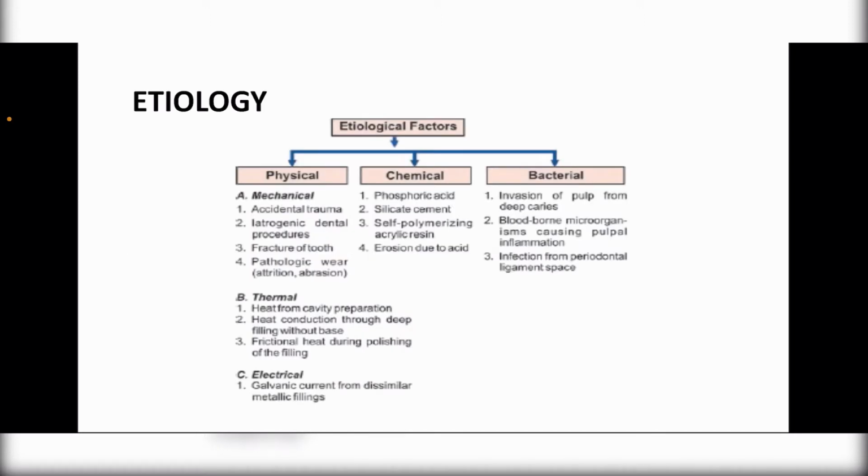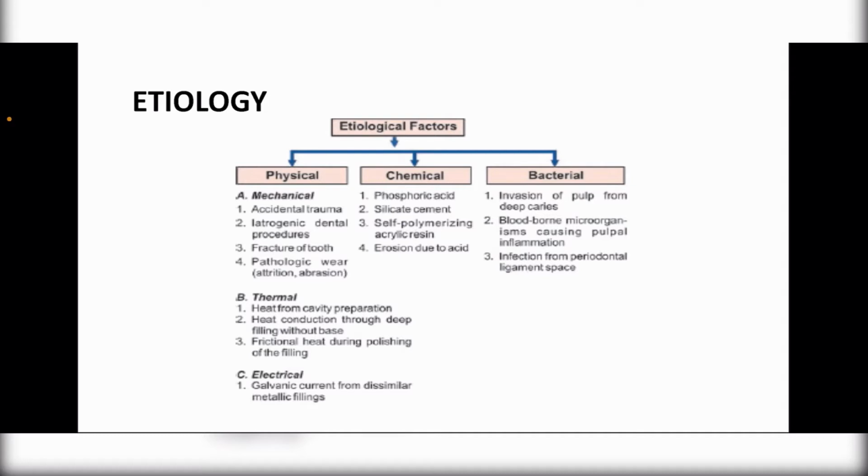So, as for the etiology, we've got three factors: physical, chemical, and bacterial. Physical, of course, divides into mechanical, thermal, and electrical, as you can see over here. For the mechanical, it's accidental trauma and iatrogenic dental procedures. For those who don't know what iatrogenic dental procedures mean, dental iatrogenic treatments can produce injury either on the tooth or the periodontium or both.